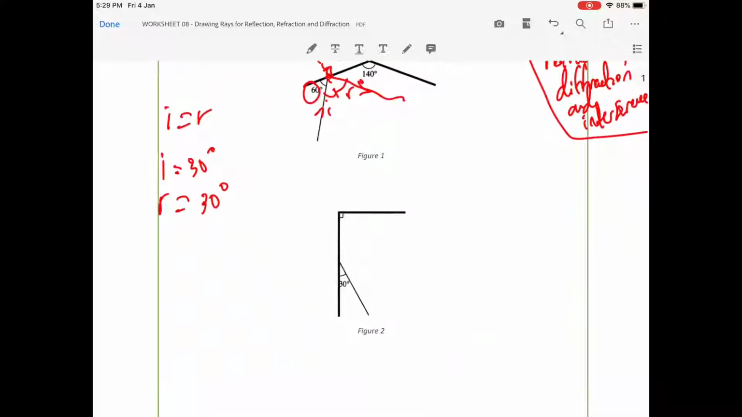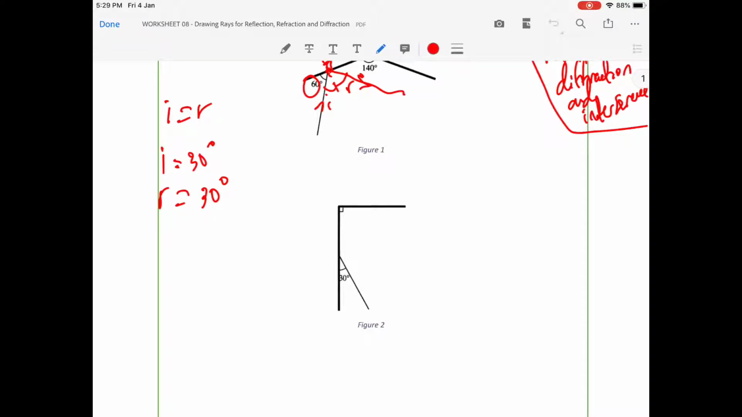Okay, let's try the next one. Once again, let's repeat the same steps. Step number 1. The ray goes through this straight line here. It hits at this point here. So I'm going to take a protractor or a ruler and draw 90 degrees. I'm going to draw a normal line. Normal means 90 degrees to the surface.